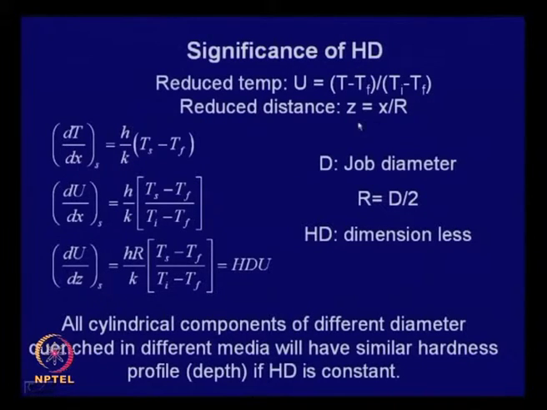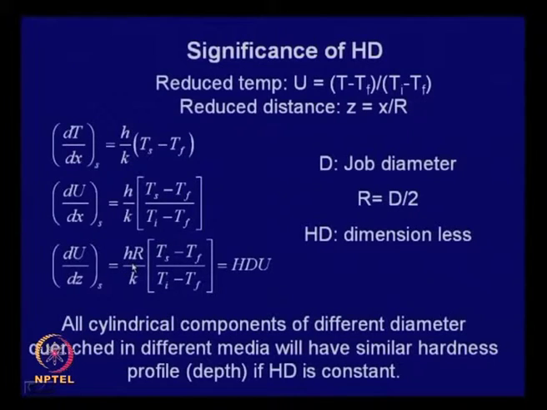And for reduced distance, one can say z is the reduced distance, which is x over the radius of the job or half the thickness of the job. And if you do that simplification, this expression will transform to this, and finally, you write it with du/dz, the reduced distance, and you get this term. Now, look at this, what you are getting here.